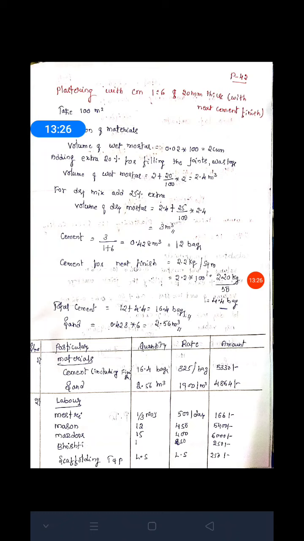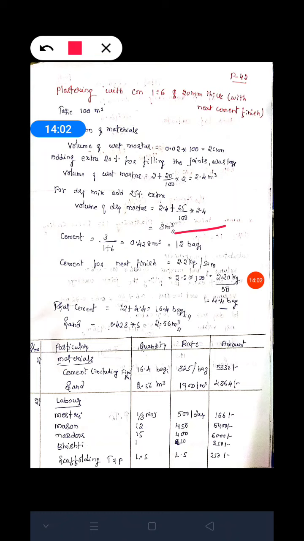Then we got the wet volume as 2.4. As I told you, when we add water to the mortar, there will be a reduction in the volume. That is the reason we need to add 25% extra in order to get the dry volume. So after adding 25% extra, the total dry volume equals 2.4 plus 25 divided by 100 into 2.4. Then we got around 3 meter cube here. So remember, plastering with 1:6 of 20 mm thick, the dry volume is equal to 3 meter cube.